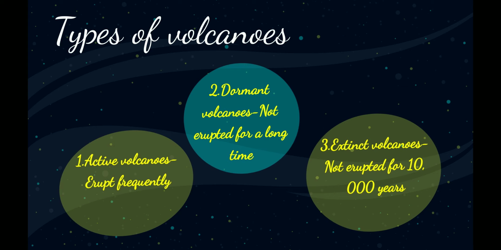Extinct volcanoes are volcanoes that have not erupted for at least 10,000 years and are not likely to erupt at all. This is what we understand as extinct volcanoes.